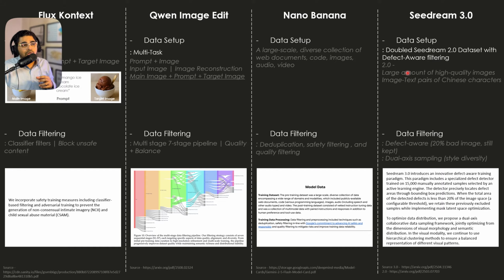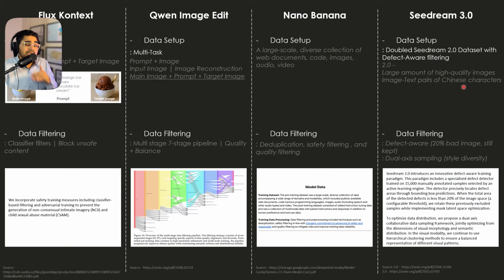And with Seedream 3.0, it's a doubled Seedream 2.0 dataset. So I was like, what does this mean? So I went through the Seedream 2.0 paper, which says a large amount of high-quality images, and image-text pairs of Chinese characters, because it's also trained on the Chinese language.